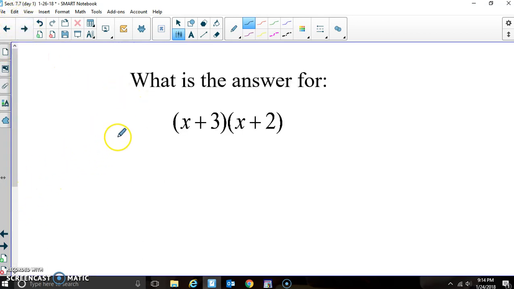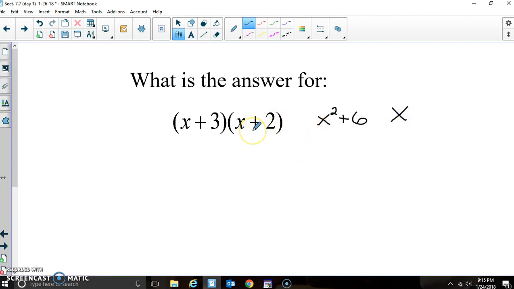All right, that was a monomial times a polynomial. This is a special case. We call it a binomial times a binomial. You have two terms in this one here, two terms in this one here. Now, a lot of times when people look at it, they want to say the answer is x squared plus 6. That is wrong.